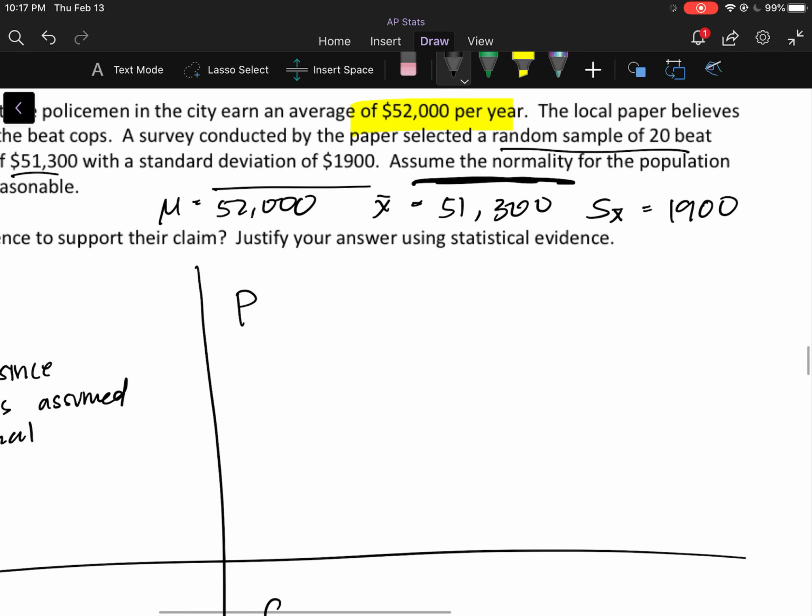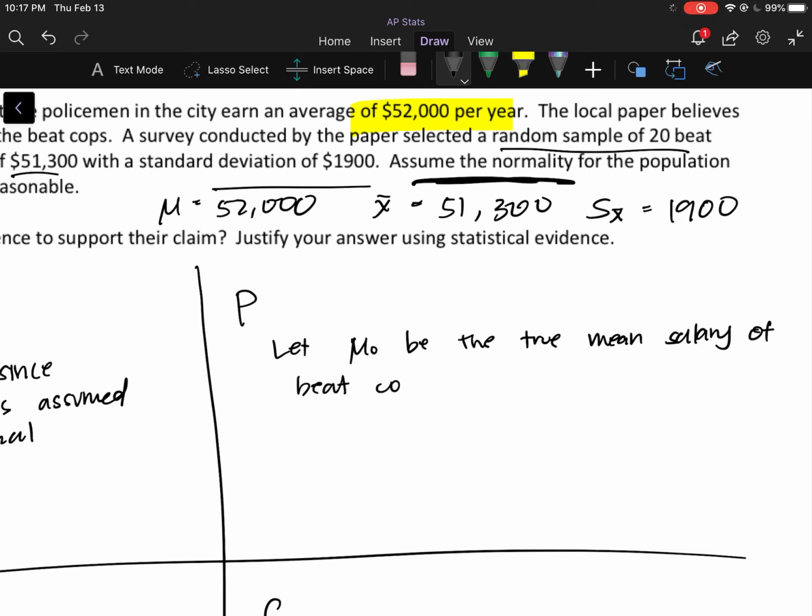Next, we're going to go to parameter. We're going to say let mu be the true mean salary of beat cops. Okay, we're getting specific to beat cops because we're looking at beat cops and not at all the policemen. So then H0 is mu equals 52,000. And HA, what we're trying to claim is that mu is less than 52,000.